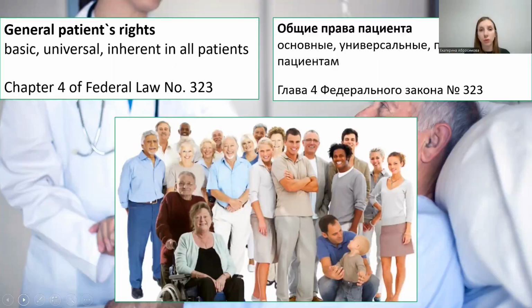Speaking about the first group, the general rights of the patients, it is necessary to pay attention to the rights specified in Chapter 4 of Federal Law number 323. These rights are basic, universal, and inherent in all patients. We will discuss this group of rights in more detail later in this lecture.